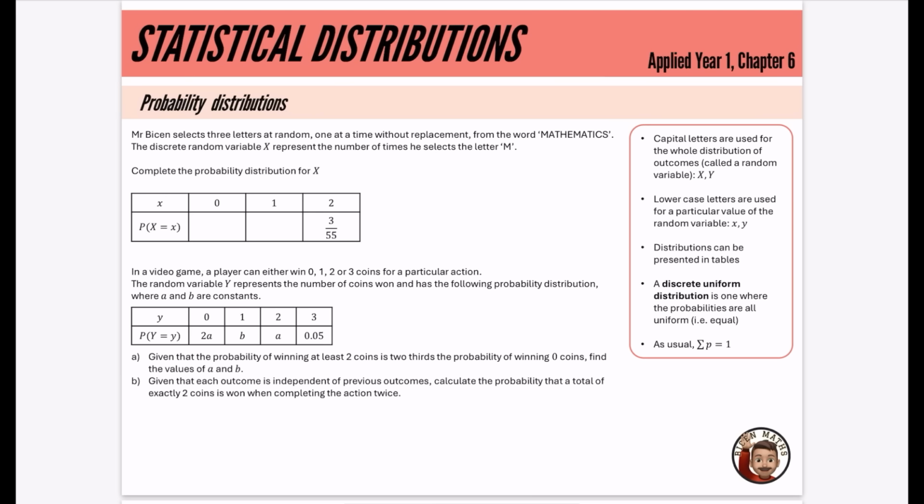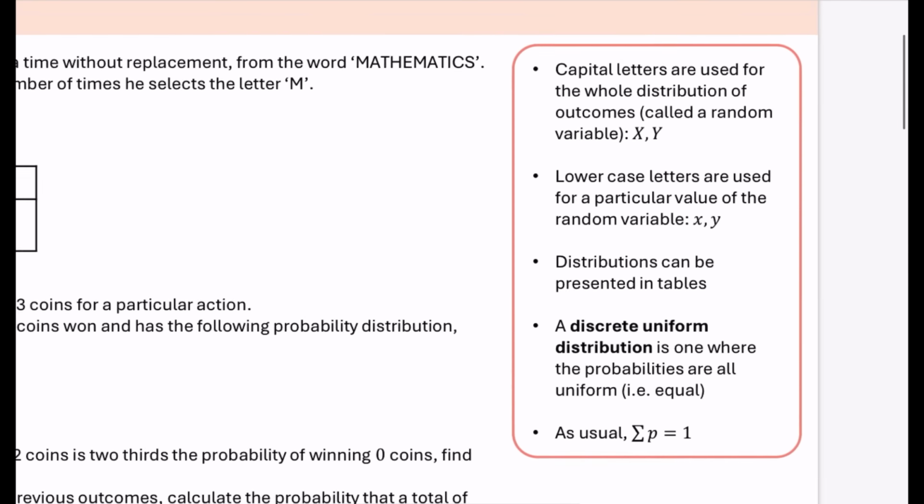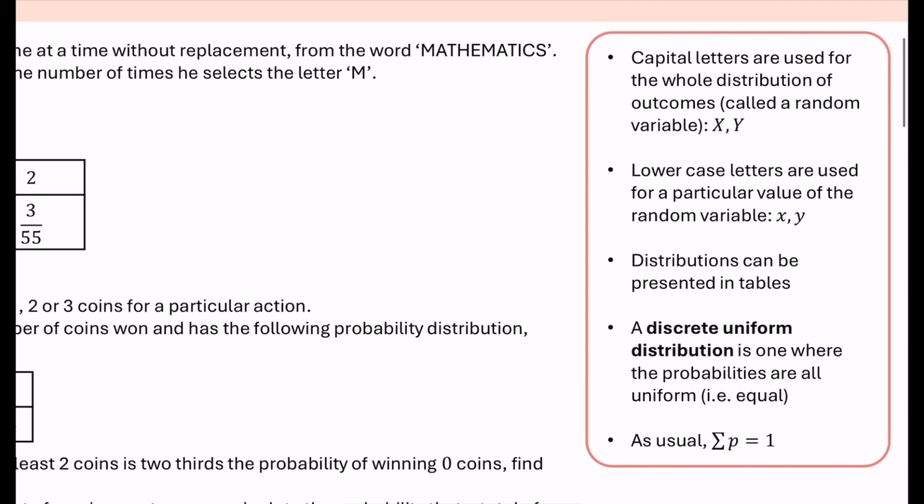Okay, as we continue with these chapter summaries, we are now looking at statistical distributions, which is Statistics Applied Year 1, Chapter 6. And we're going to dive straight in with looking at probability distributions. Now, this chapter is a little bit strange because there's kind of like two halves to it. There's like this stuff to do with probability distributions, and then suddenly it starts talking about the binomial distribution. But we'll get that all tackled nice and easily.